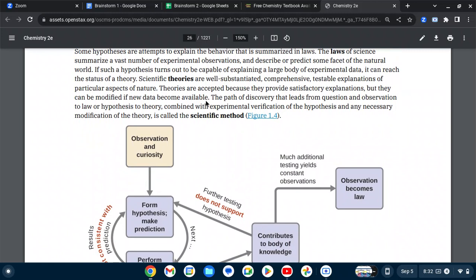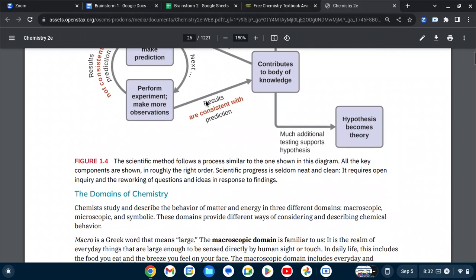Scientific theories are well-substantiated, comprehensive, testable explanations of particular aspects of nature. Theories are accepted because they provide satisfactory explanations, but they can be modified if new data becomes available. The path of discovery that leads from question and observation to law and/or hypothesis to theory, combined with experimental verification of the hypothesis and any modification of the theory, is called the scientific method.